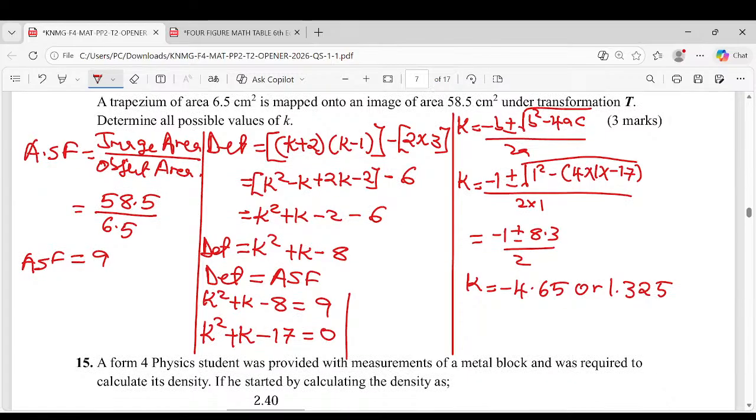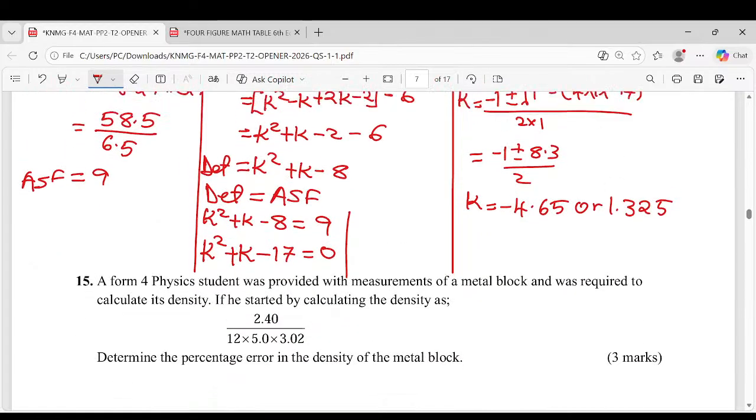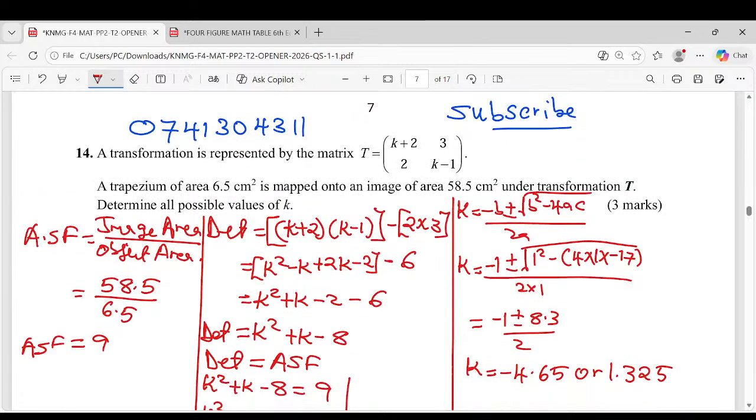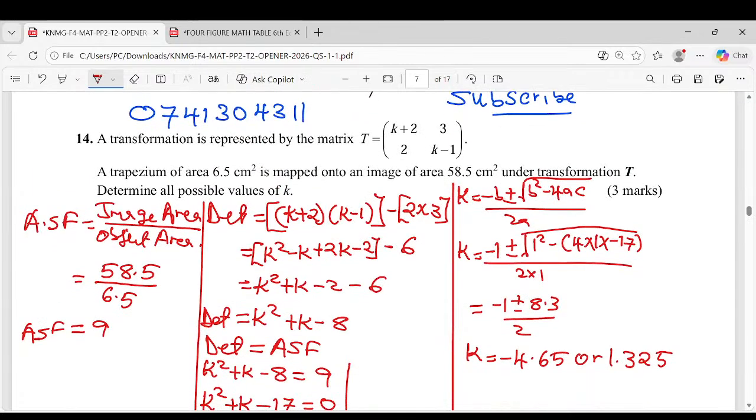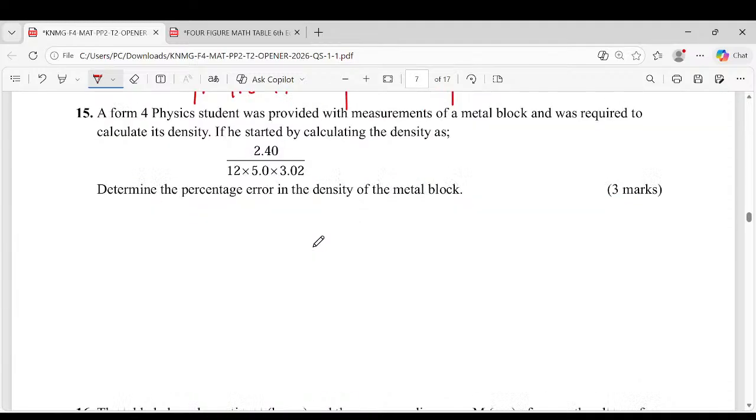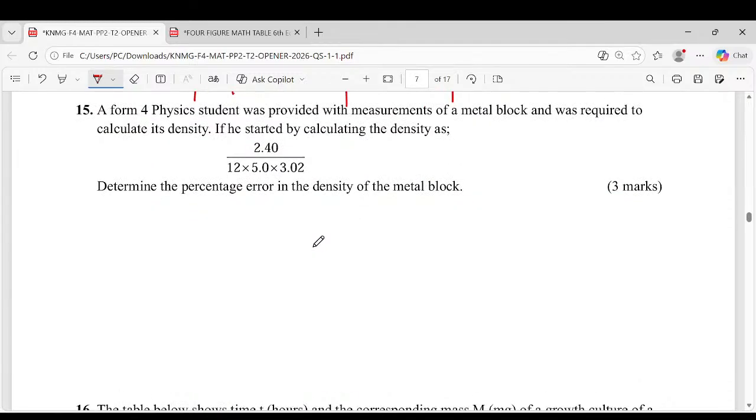Let us look at, we are done with this question 14? Yes, that is excellent work. Let's look at now the second last question. We are now going to the second last question that requires critical thinking. Let us see what the question has for us.